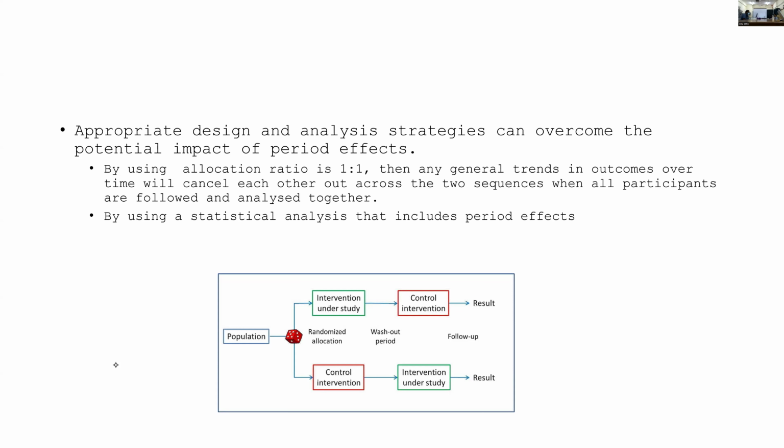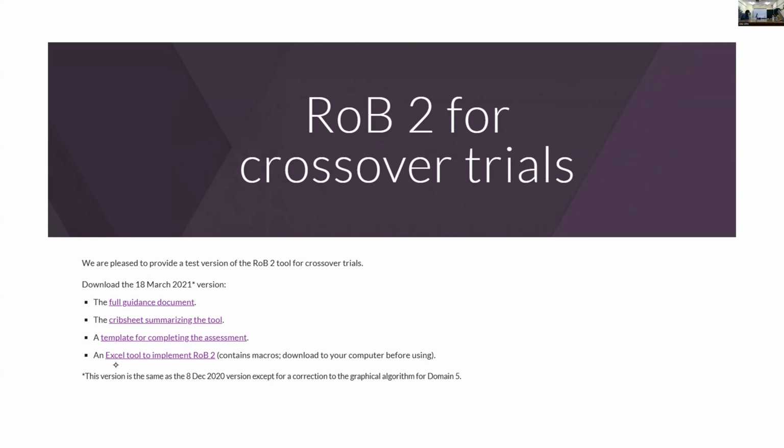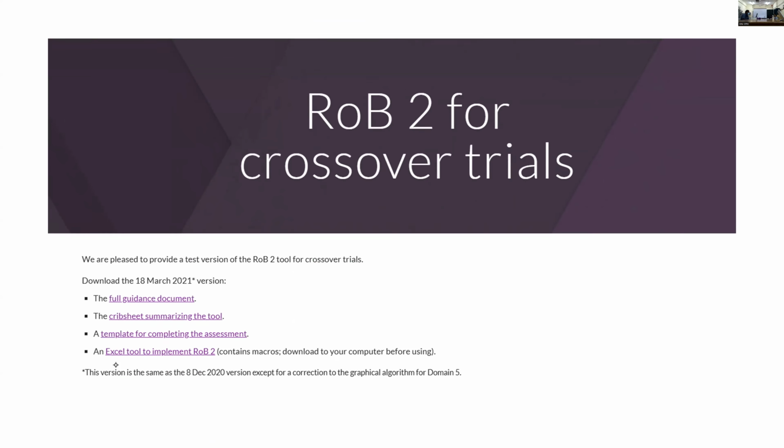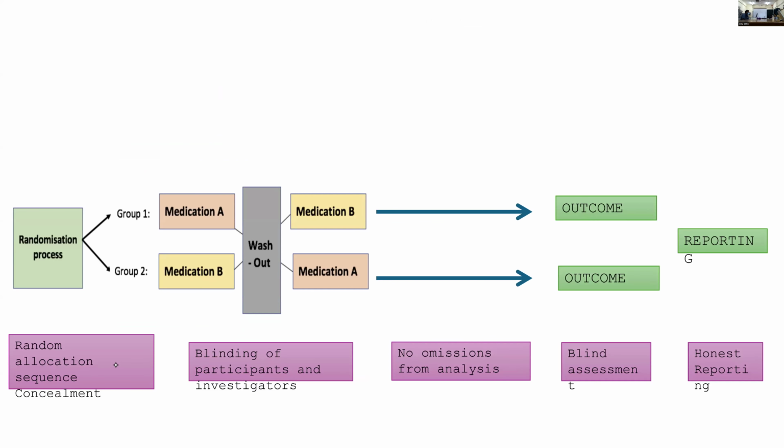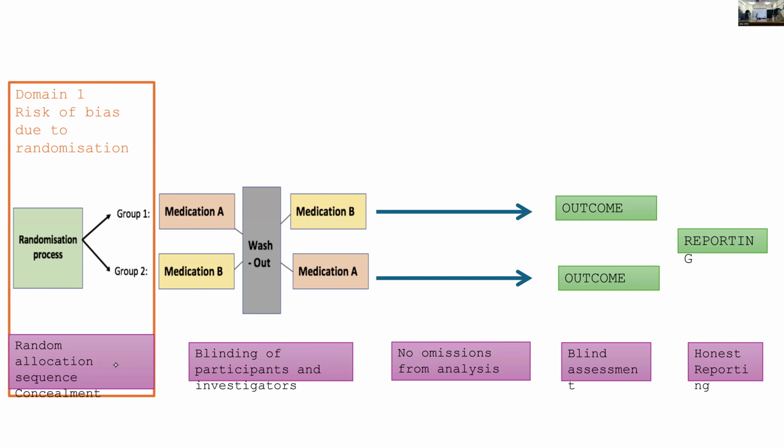So if you want to look at bias for crossover trials, if you type in Google, you will find this particular tool, which was released on 18th March 2021, and you can use it to assess bias in crossover studies. Generally, the risk of bias tool developed by Cochrane has basically 5 domains, which is applicable for almost all RCTs. The first domain is risk of bias due to randomization. So here, if you generate the random sequence allocation, if it's randomly allocated, and if you conceal it, it will reduce this bias.